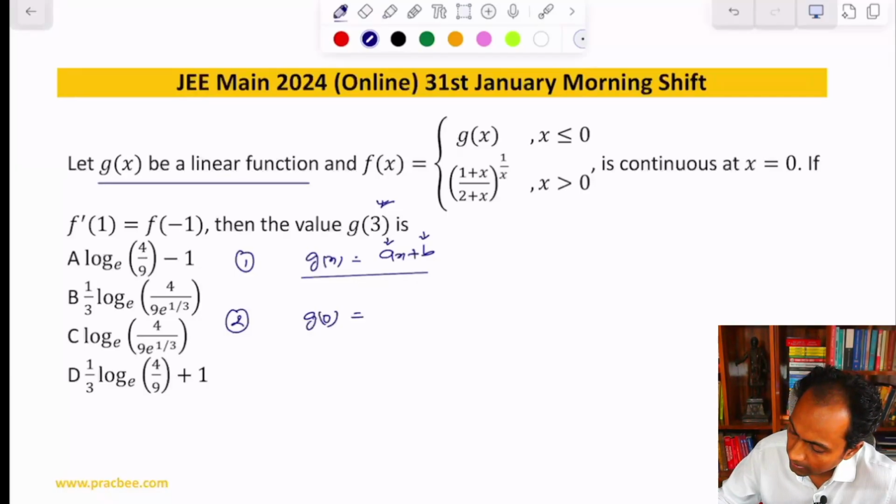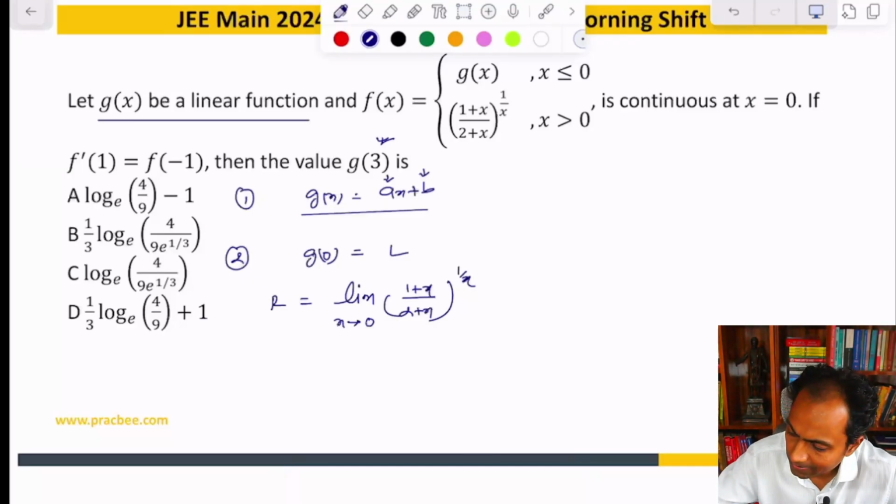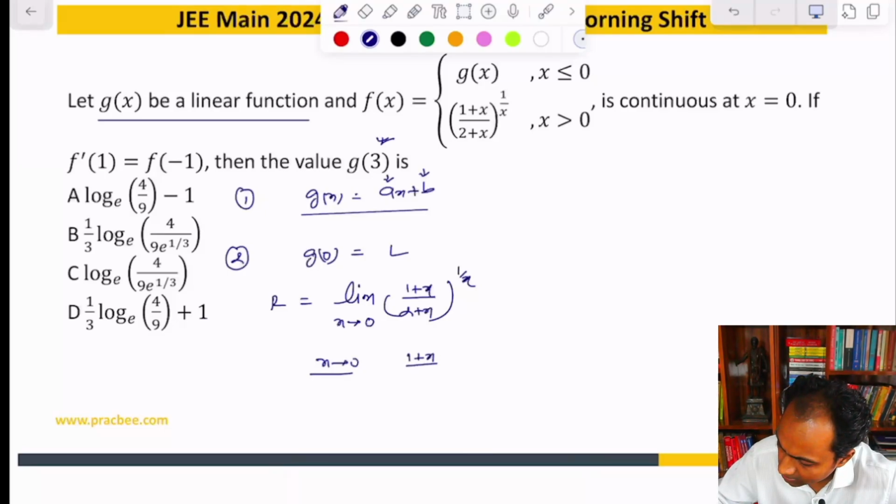Now, for finding the right hand limit, we will have to get the value of this limit: limit x tends to 0 of (1 plus x by 2 plus x) raised to the power 1 by x. Now, if you look into this limit and x is tending towards 0, what is going to happen? When x tends towards 0, the function that is written inside, that is 1 plus x by 2 plus x, will tend towards 1 by 2. And the power, that is 1 by x, is tending towards infinity.